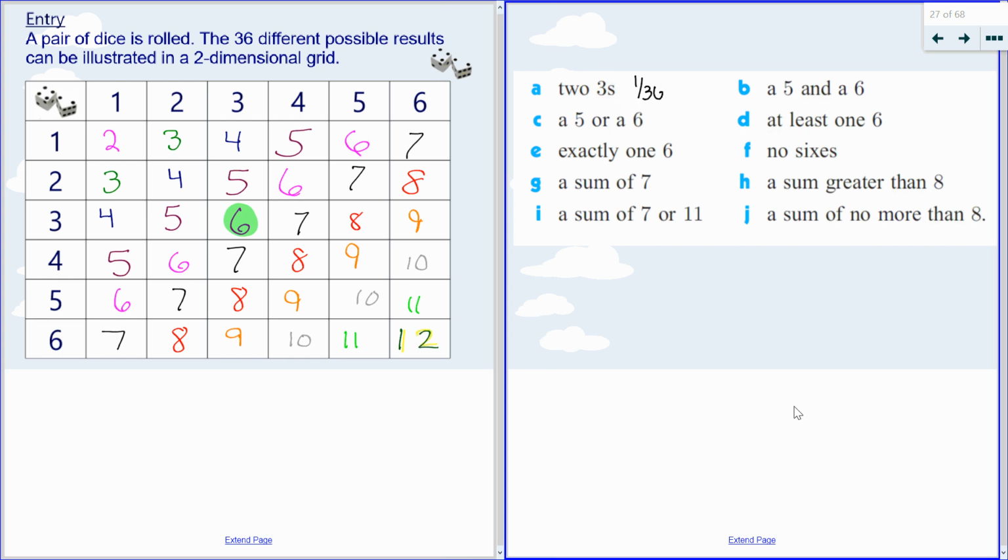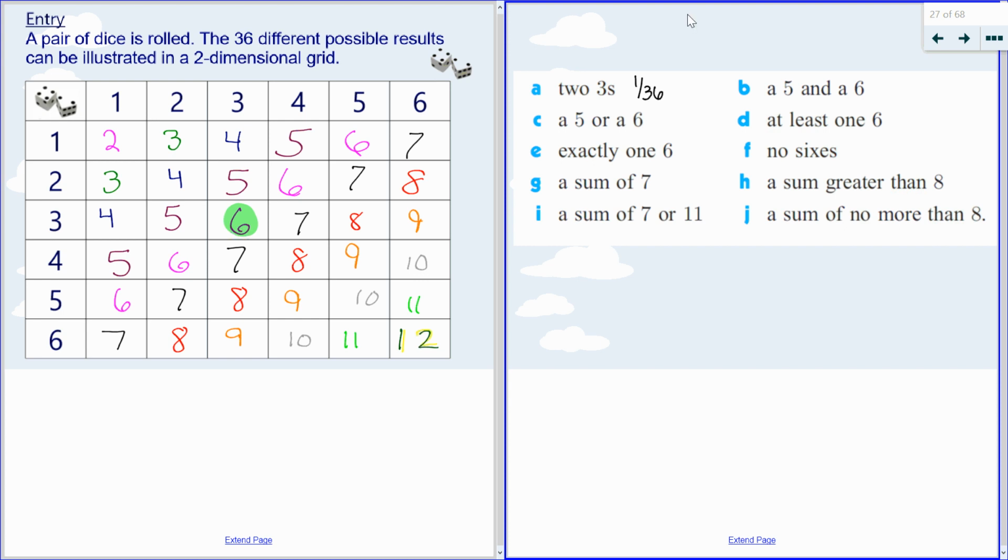And the way I get that is there are 36 different possibilities in this grid. So 1, 2, 3, 4, 5, 6. 6 times 6 is 36 different possible ways in this grid. 6 by 6. 2 3s is you get a 3 in one roll, 3 in another roll. So if you roll 2 dice, the probability of getting double 3s, which I highlighted right here, is 1 out of 36.